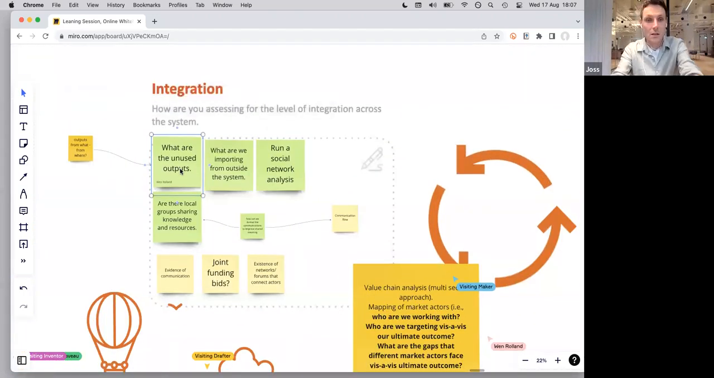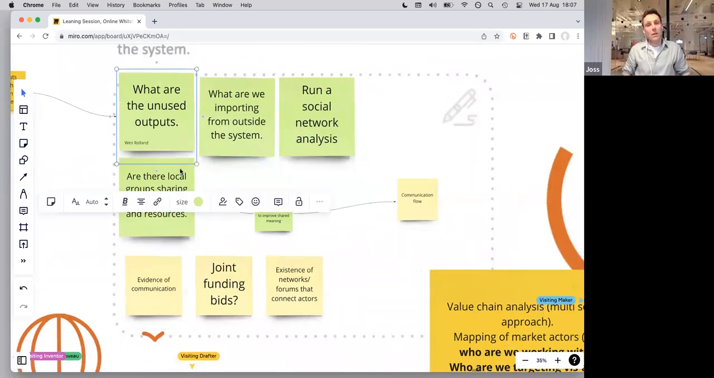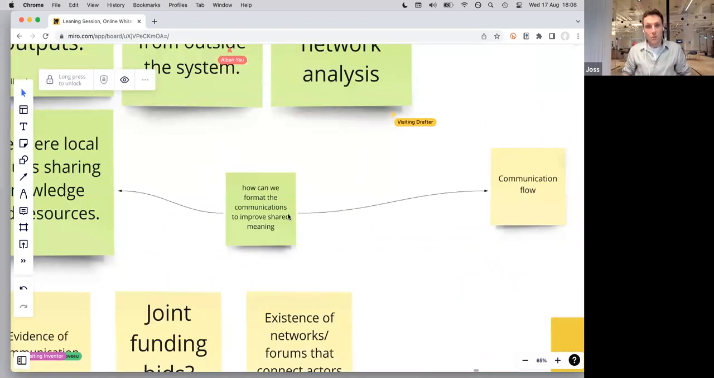Who's this? This is Wen Roland. What are the unused outputs? What are we importing from the outside system? Run a social network analysis. Yeah, that would be one way. See how connected these people are. Are these local groups sharing knowledge and resources? Yep. How can we format the communications to improve shared meaning?